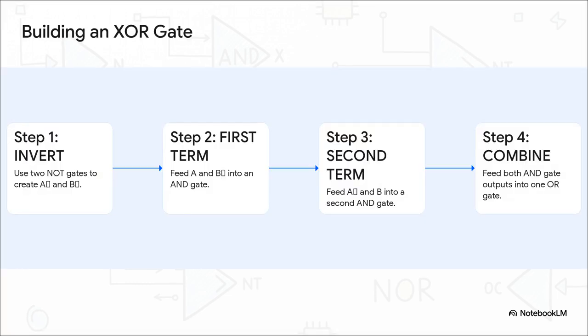And here's how we'd actually build it, step by step. First, you'd use a couple of NOT gates to get the flipped versions of our inputs. Then, you use 2 separate AND gates to build the 2 halves of that formula. Finally, you take the outputs from those 2 AND gates and you feed them into one single OR gate. And guess what? The output of that final OR gate is exactly the same as a dedicated XOR gate. We built it from scratch.